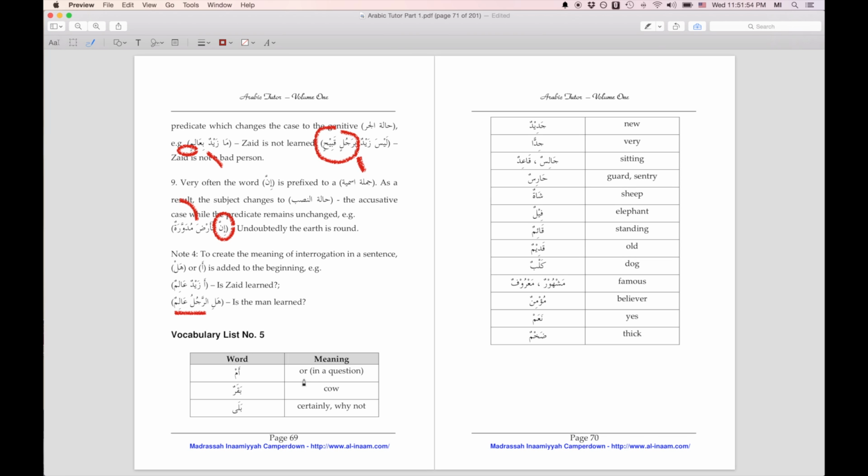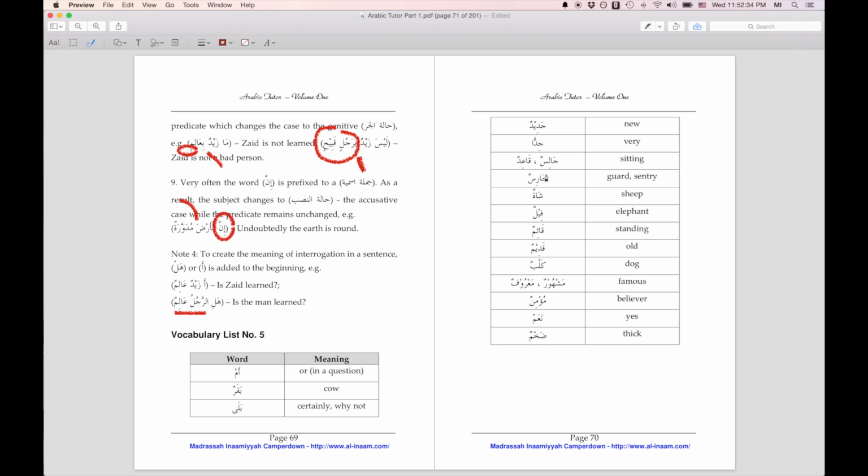Vocabulary list number 5. In a question, a-am means or. If it is used within a question, it will mean or. But or also has another meaning: it's alif and waw, called aw. Aw means or, but also means or in a question. Baqaratun, baqarun or baqaratun, cow. Bala, certainly, why not? Jadidun, new. Jiddan, very much or very.